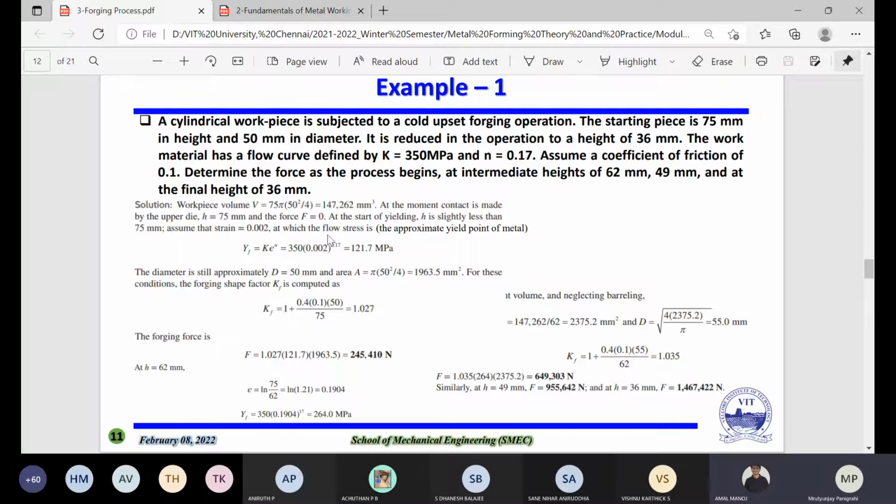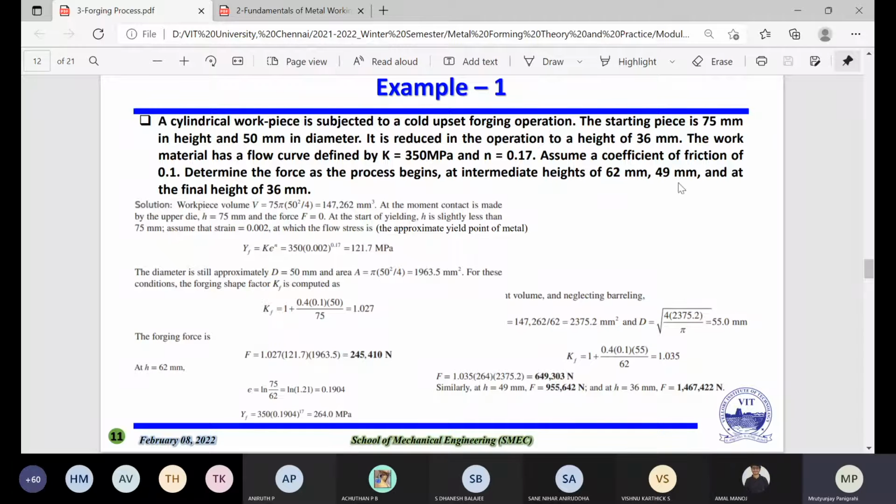Okay, so if a question comes like this, should we take it as 0.002? Yes, you can take 0.002. If it is given, for example in the next question, then you do not need to assume.